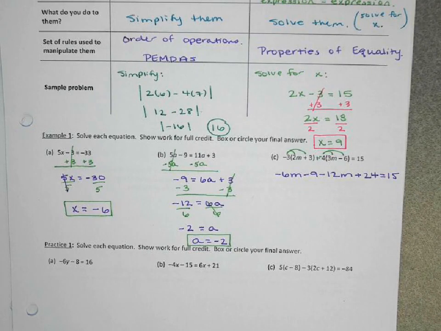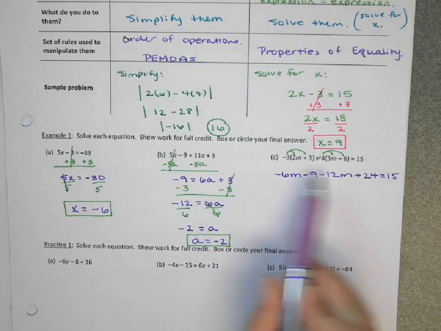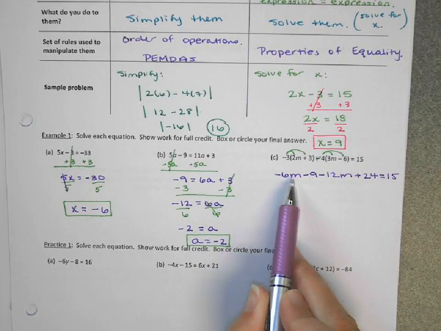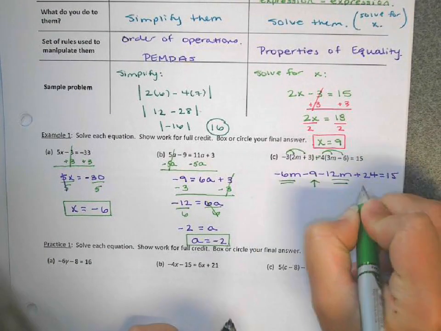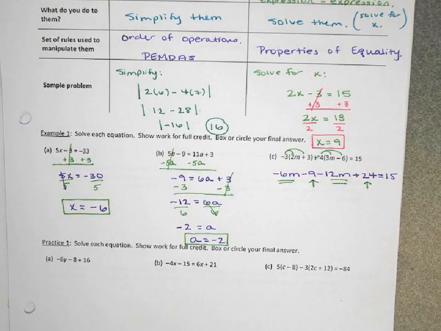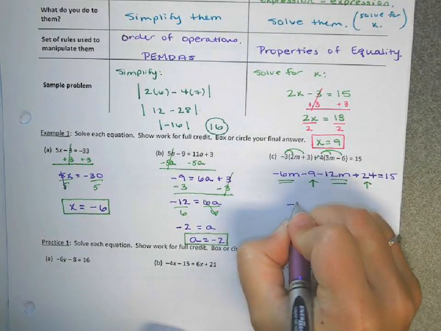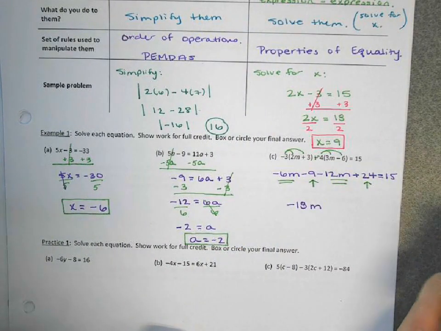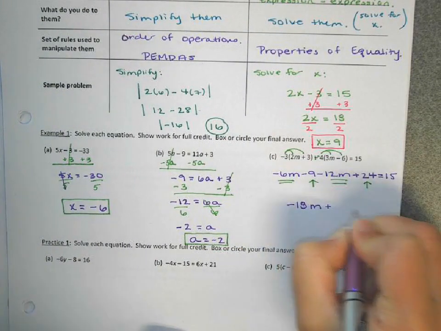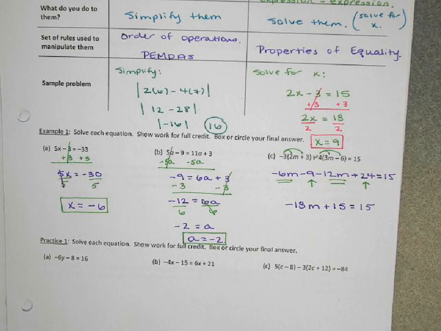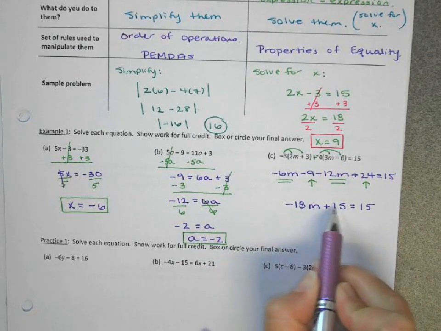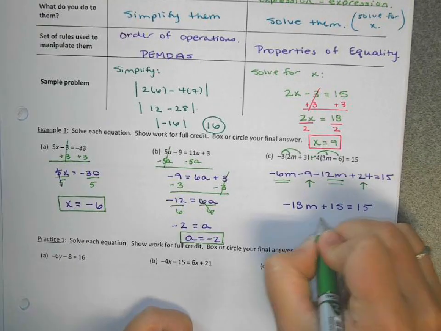And now we get to combine like terms. So you can simplify the expression on the left side. Okay, so we have negative 6m and negative 12m. These are like terms. And then the negative 9 and 24 are going to be like terms. Negative 18m plus 15 equals 15. And then again, we're just trying to get that m term alone. So now you're adding 15 to it, so we need to subtract 15 on both sides.